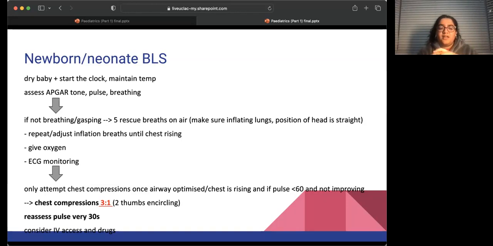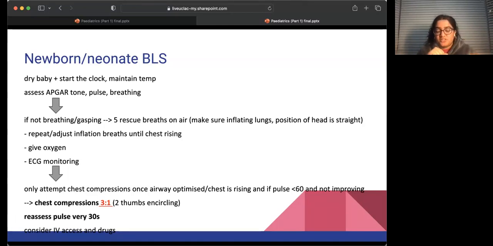If the baby is not breathing or is gasping for air, you'd give them 5 rescue breaths, similar to the normal pediatric one. Just make sure their lungs are properly inflated, so it's really important to look for that chest rise. Then you'd give oxygen and ECG monitoring, and you'd only start attempting chest compressions once the airway is good, or once you can actually see the chest rising and falling. Because if you can't, the breathing isn't intact, and there's no point doing compressions because their breathing is not going to sustain them anyway.